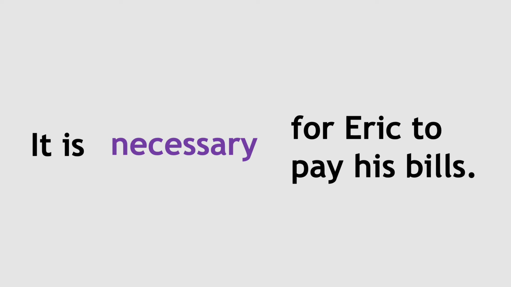So far, we have used the same structure for representing three different types of modality: possibility, obligation, and necessity. In the next structure, it will be the same: the same structure for different types of modality. So here we go. For structure B, we will use adverbs to replace the modal verbs.